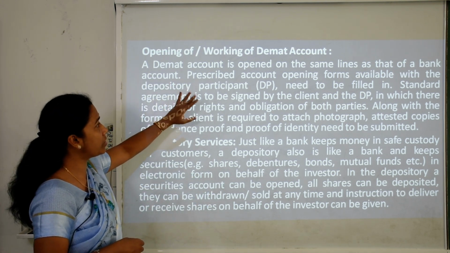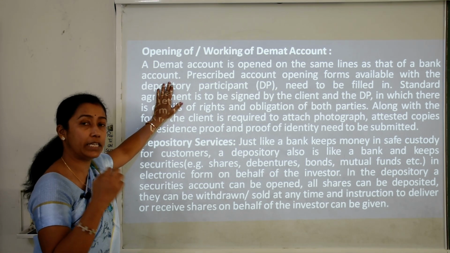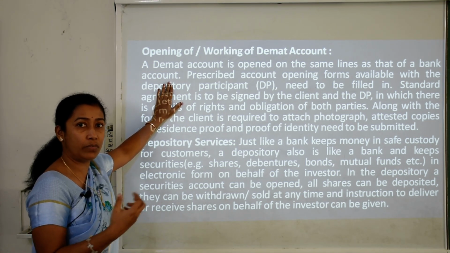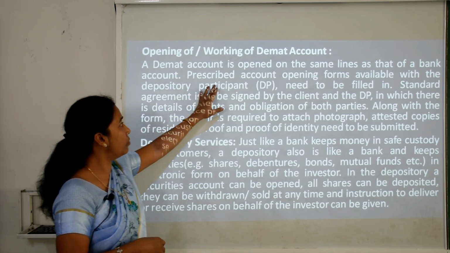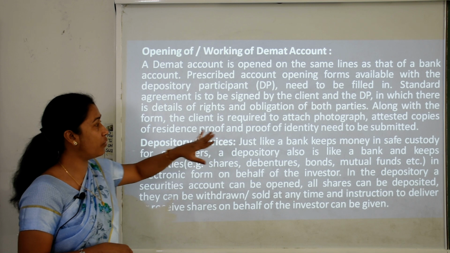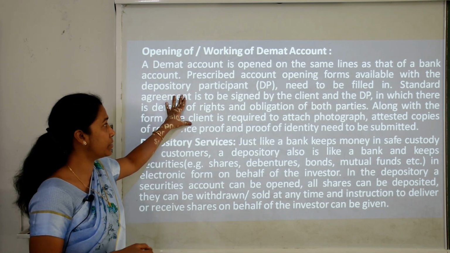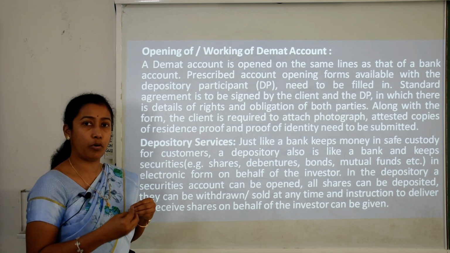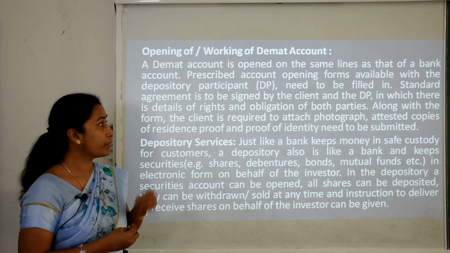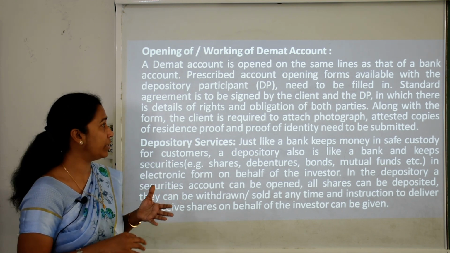A Demat account is opened on the same line as that of a bank account. That means just like the working of a bank account, when we need to open an account, the same way we need to open a Demat account. Prescribed account opening forms available with the DP, that is depository participants, need to be filled in. That means the person who wants to have an account needs to fill up that form.